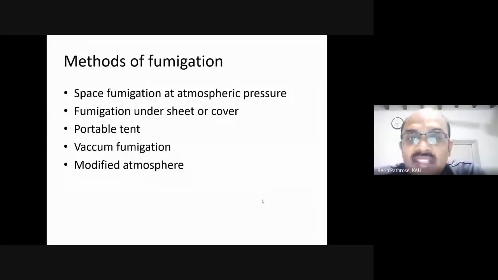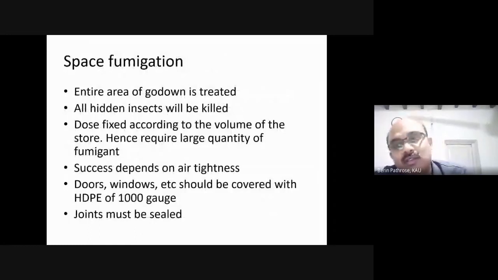Coming to it one by one, space fumigation at atmospheric pressure. Here, you can imagine you want to fumigate a room or a godown. Imagine I want to fumigate this room. I have a few bags of rice kept in this room. The first thing I will do is close all the windows, doors, ventilators, everything. I will seal it properly.